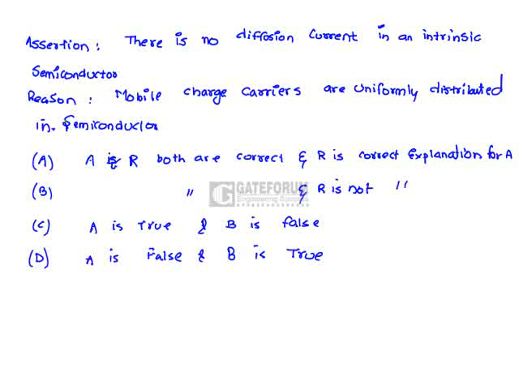See, both the statements are correct, and the reason is the proper explanation for the assertion, because the diffusion current in any semiconductor depends upon the concentration gradient. In the intrinsic semiconductor, the carrier concentration is uniformly distributed throughout its region. Hence, there is no diffusion current because the gradient of charge is going to be 0. Hence, option A is correct.